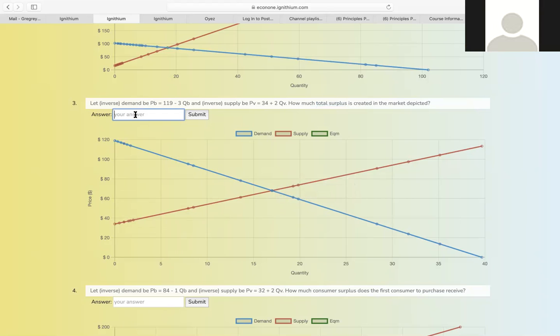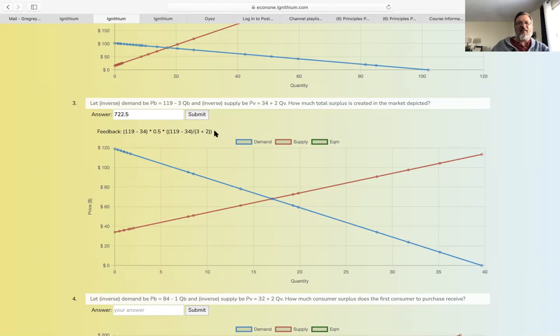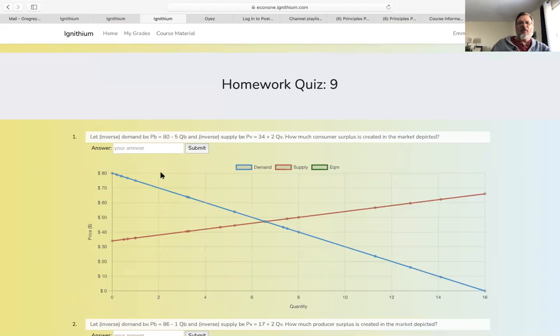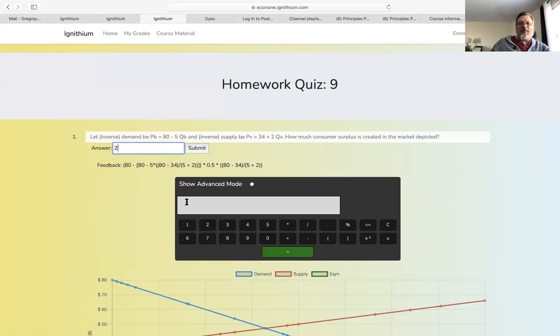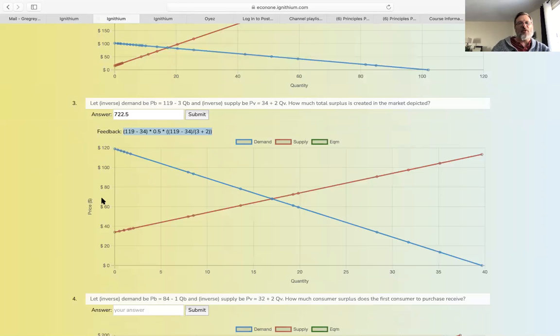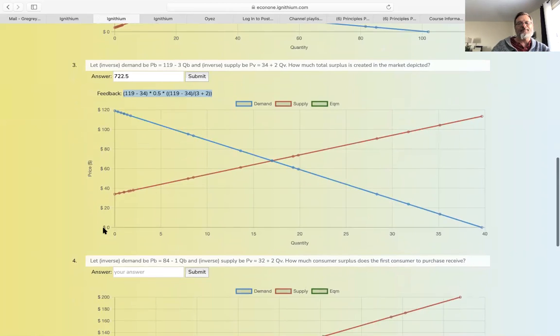It's 722.5. 722.5. I'm going to submit it, and then I get this. Okay, so I'm going to go like this and copy it, and then I'll go back to a random one, and I'll just do that to get the calculator. Oh, yeah, boom. So that's right on. Okay.